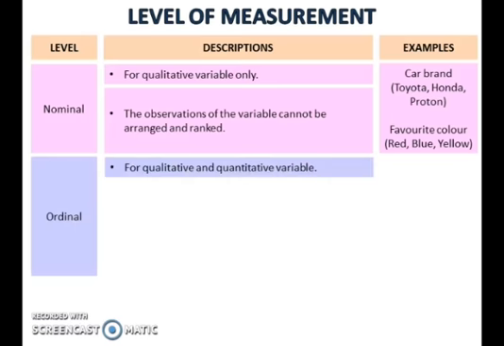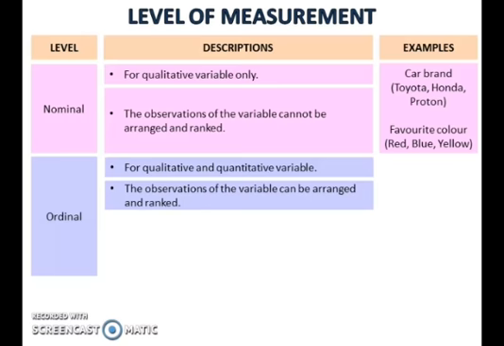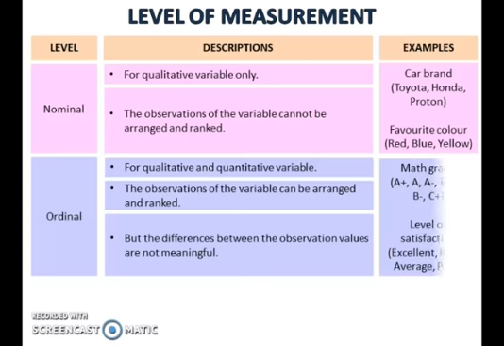Ordinal is for both qualitative and quantitative variable. It is for variable about which the observation can be arranged and ranked, but the differences between the observation values are not meaningful.